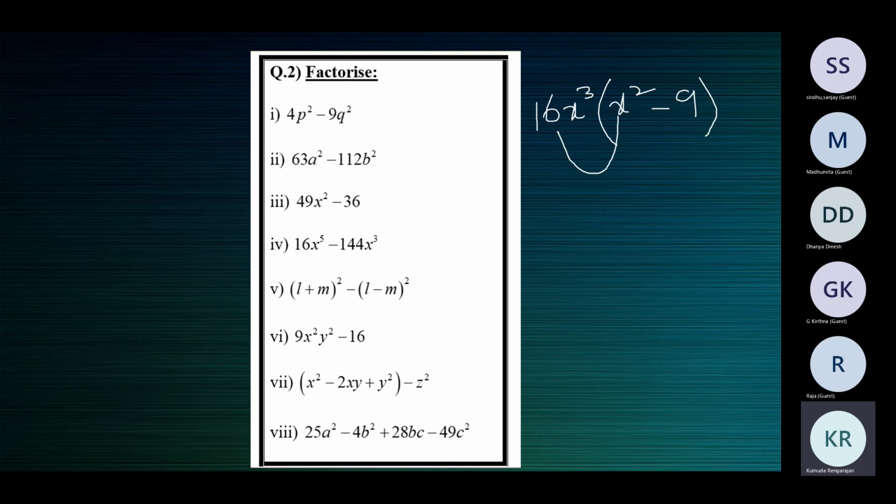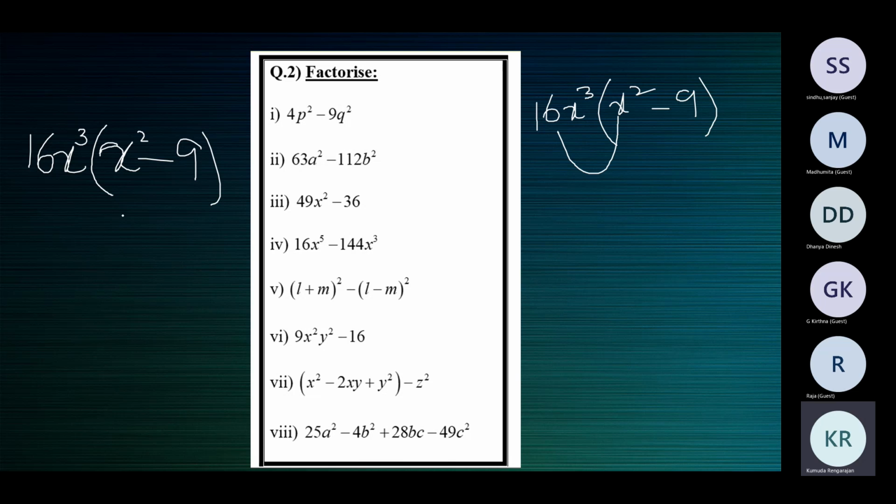See, 16x cubed is the HCF of these two terms, 16x to the power 5 and 144x cubed. Because 16 and 144 have 16 in common, the HCF is 16. x to the power 5 and x cubed have x cubed in common, so the HCF is x cubed. Open bracket. This would be x to the power 2, because x cubed into x squared is x to the power 5, minus 16 nines are 144.